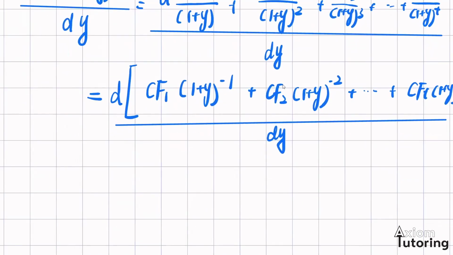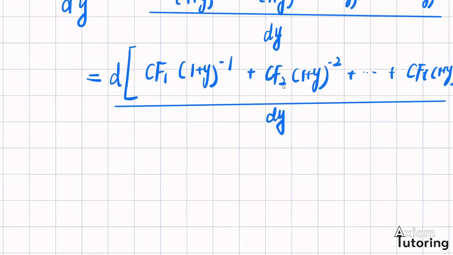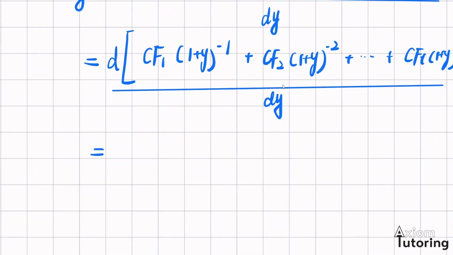In this form it's clearer that we're just going to take the derivative of each of those terms with respect to y. 1 plus y is only a very basic linear combination of y, so it shouldn't change anything. So we take the exponent down to the coefficient, and the exponent should be reduced by 1 as well.